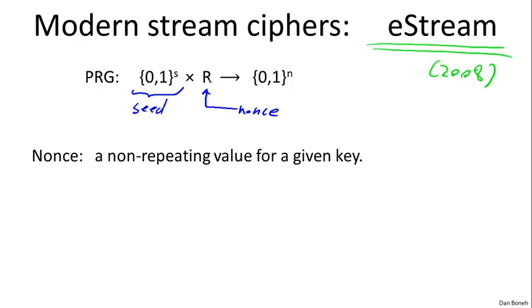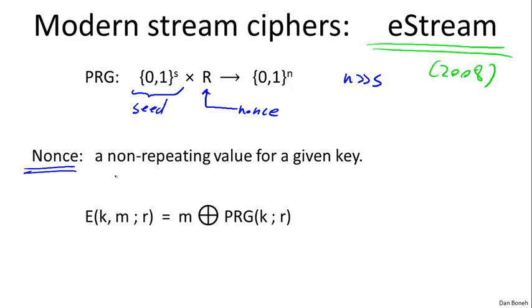So they take 2 inputs, a seed and a nonce. And then, of course, they produce a very large output. So n here is much, much bigger than s. Now, when I say nonce, what I mean is a value that's never going to repeat as long as the key is fixed. For now, just think of it as a unique value that never repeats as long as the key is the same.